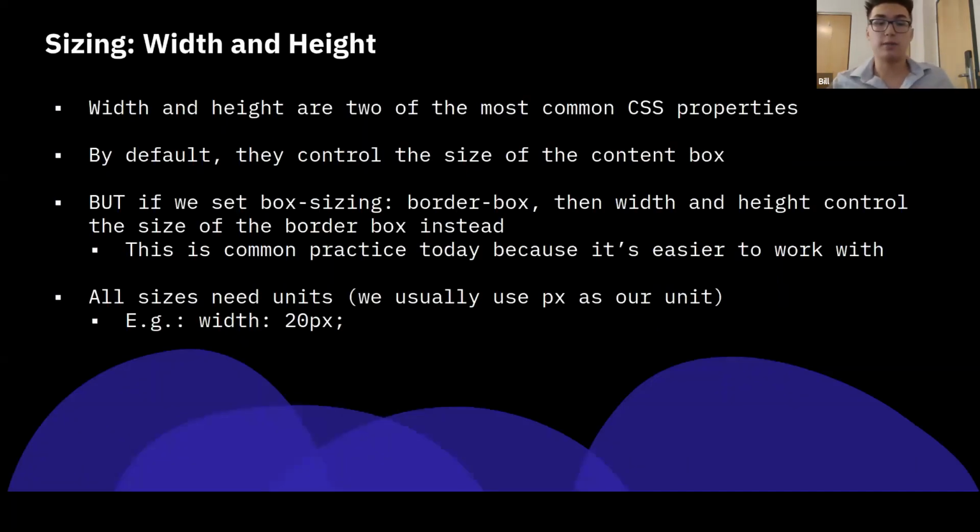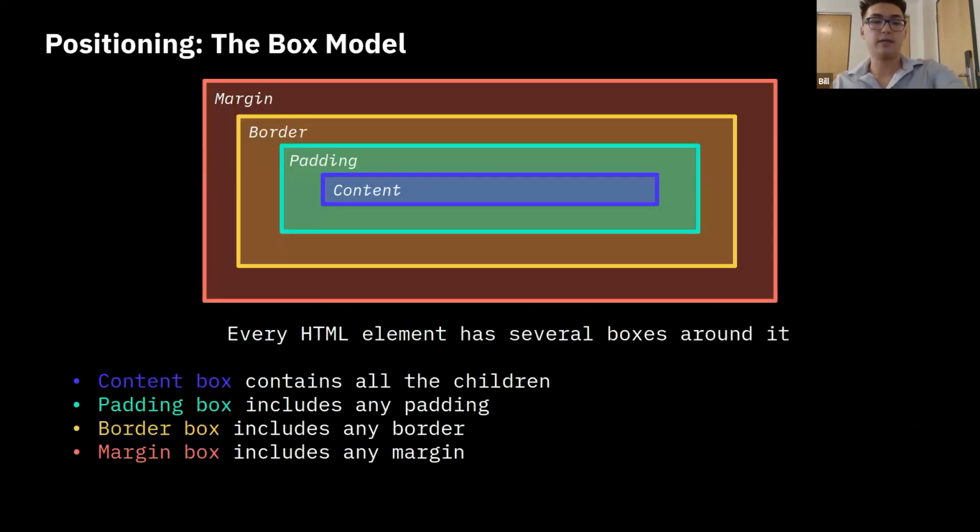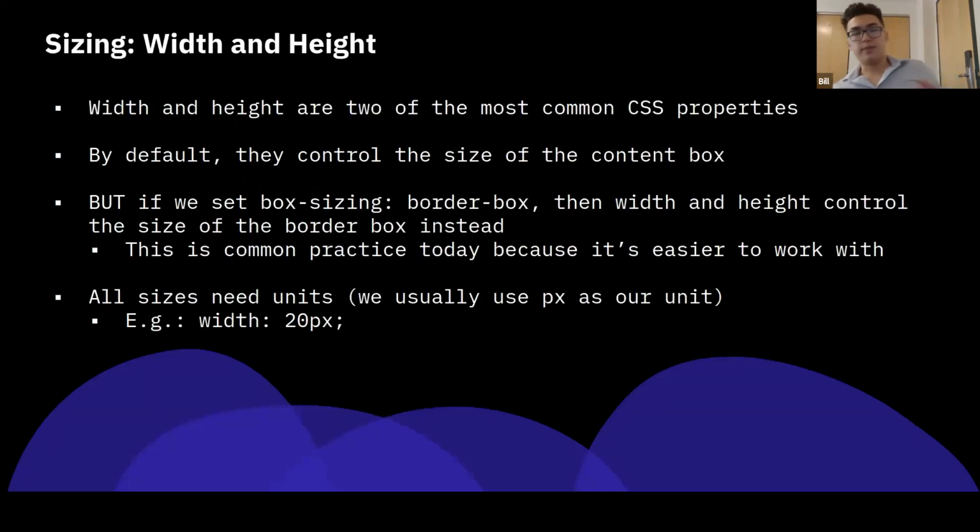But if we set the box sizing to border box, then the width and height instead are going to control the size of the border box. And so going back again, that's the yellow box we see here. Now the reason we might want to do that is because it makes it a little bit easier to work with the sizes of the boxes, since elements cannot share padding. And so that's why generally it's common practice today to just set box sizing to border box on all elements, because it's just easier to work with.